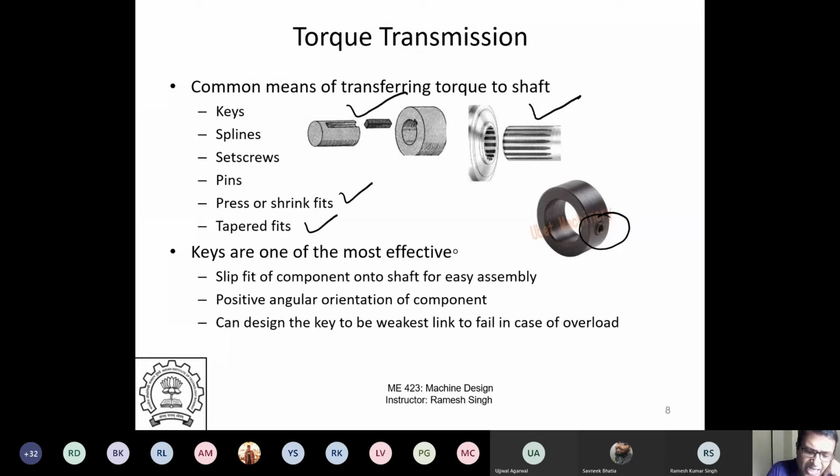And keys are one of the most common things where you do this. One of the good things about a key is you can design the key to be really soft, so that if anything fails, the key is the first one to go. Right.